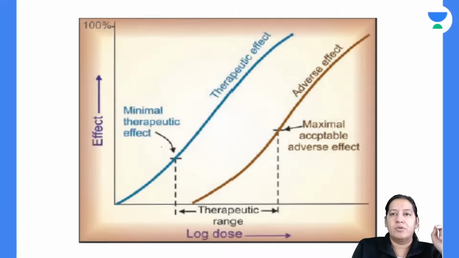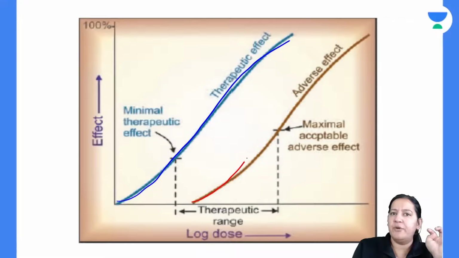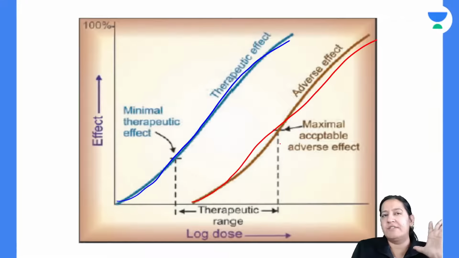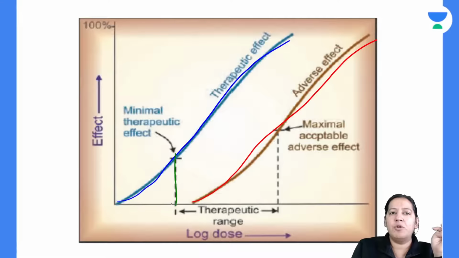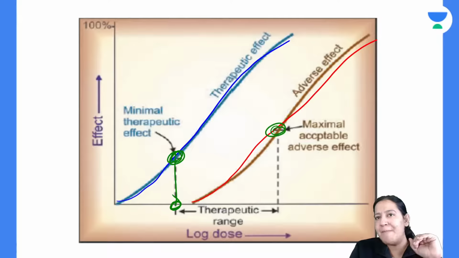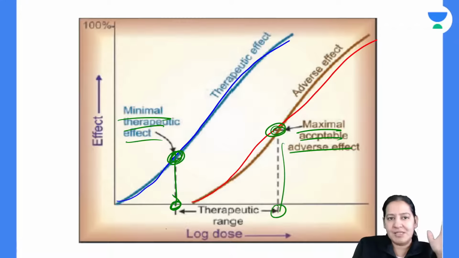As I have given you, you can see two graphs here. The first graph, the blue one, is the DRC for therapeutic effect. The second graph, the red one, is the DRC for adverse effect. On therapeutic, this is the minimum dose producing minimum therapeutic effect. On adverse effect, this is the maximum acceptable side effect. So this range will work.